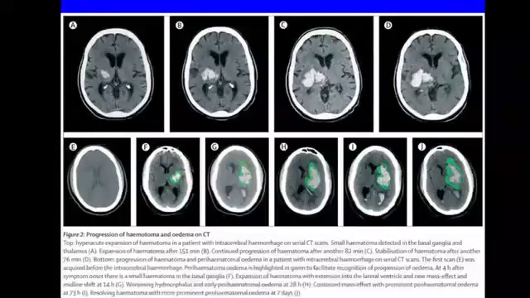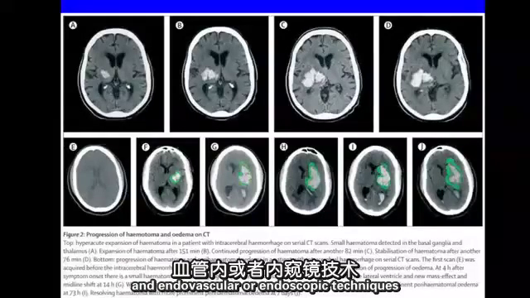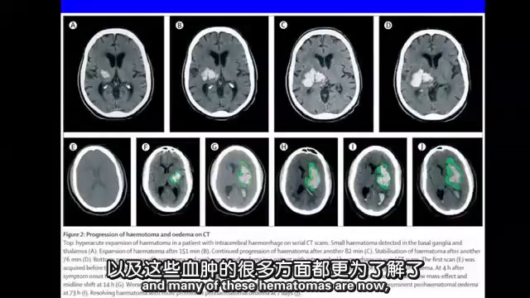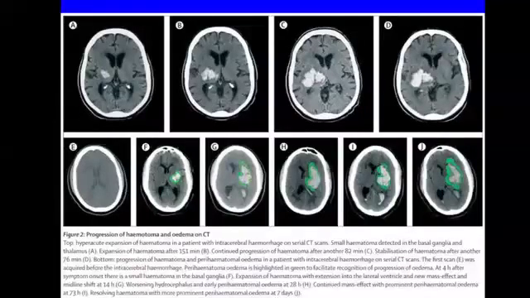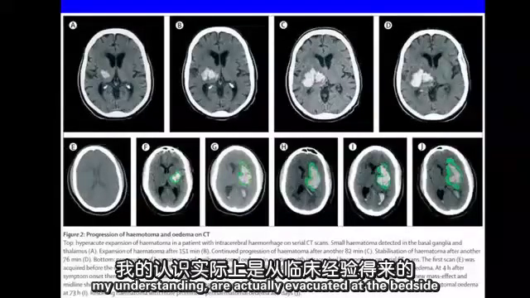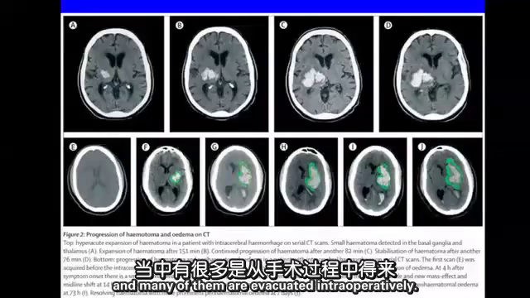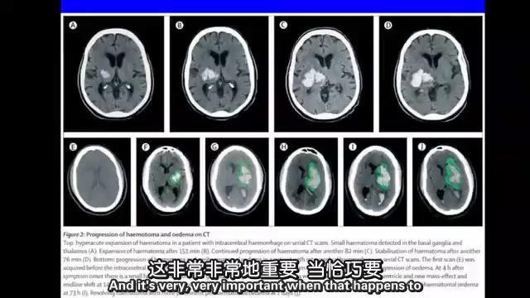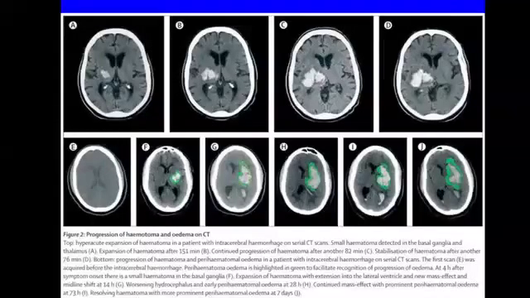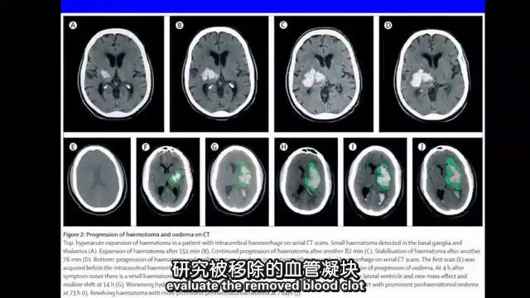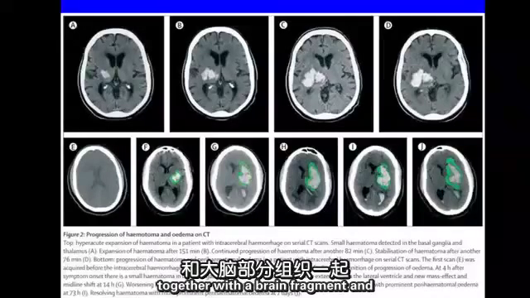And these days, you're much more on the cutting edge of the treatment of intracerebral hemorrhage using surgical and endovascular or endoscopic techniques. Many of these hematomas are now, my understanding, actually evacuated at the bedside, and many of them are evacuated intraoperatively. And it's very, very important when that happens to evaluate the removed blood clot together with the brain fragments. And I'll show you an example of that.